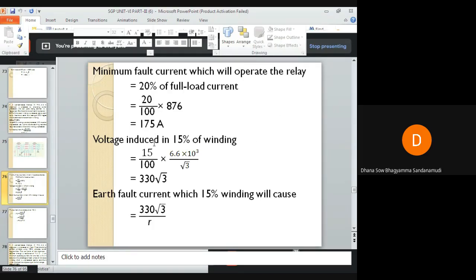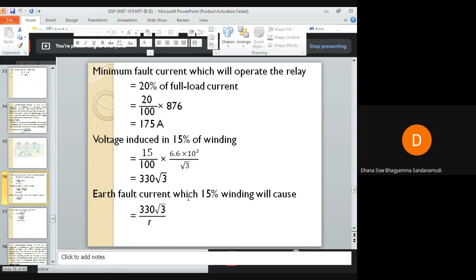Okay. And voltage induced in 15% of the winding is 15 by 100 into V by root 3. What is V? That is 6.6 into 10 power 3 by root 3. You just simplify it, you will get 330 root 3. So this is the voltage that is induced in 15% of the winding.